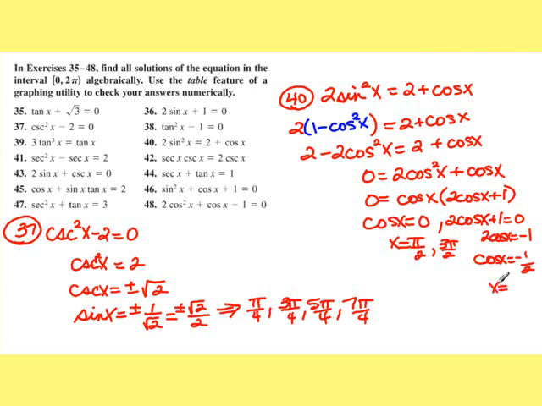And where's cosine negative 1/2? Right at 2 pi over 3 and one more of those. And if you need to refer to your unit circle, you certainly can. That would be 4 pi over 3. So the solutions for this problem are pi over 2, 3 pi over 2, 2 pi over 3, and 4 pi over 3.